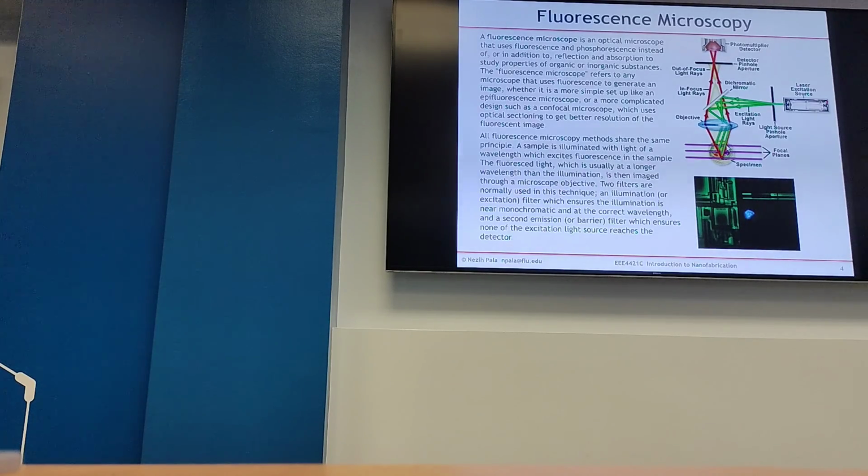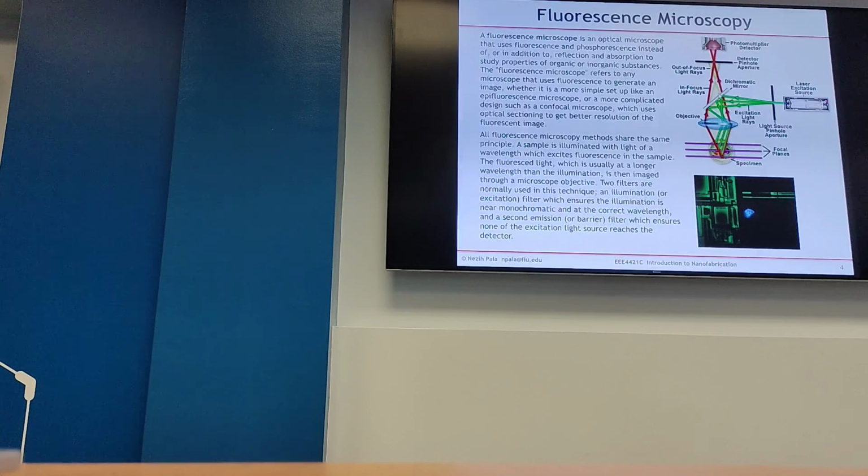Dye basically means a special molecule with different metastable levels. You excite electrons to higher energy, and they go back. They emit light, and you collect the light. There's a mirror here which lets only the fluorescent light go through, not the excitation light.